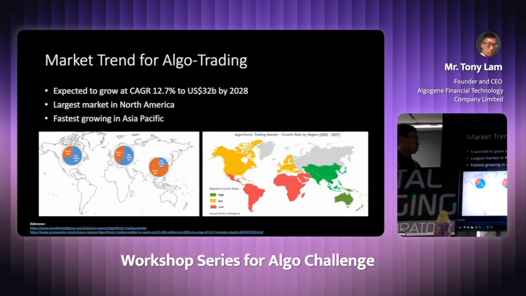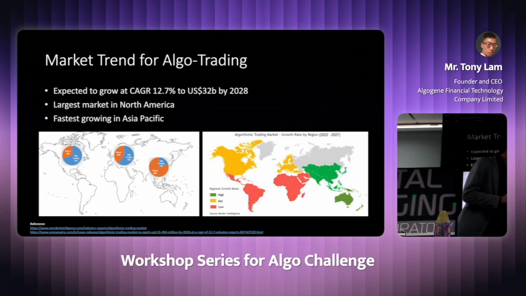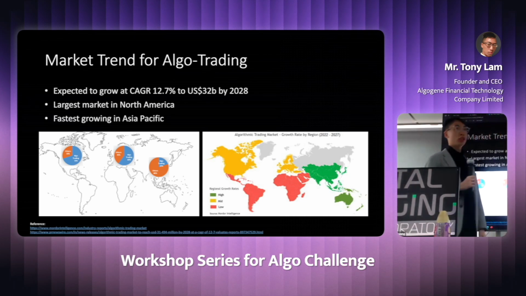So this slide just gives you an overview of the current market trends in algo trading. Currently, in the US market, you can see that around 70% of daily stock transactions are driven by computer programs. However, in Asia, the market adoption rate is still very low, around 10 to 20%. Some market research indicates that Asia Pacific will have the fastest growing potential in the next 5 to 10 years.